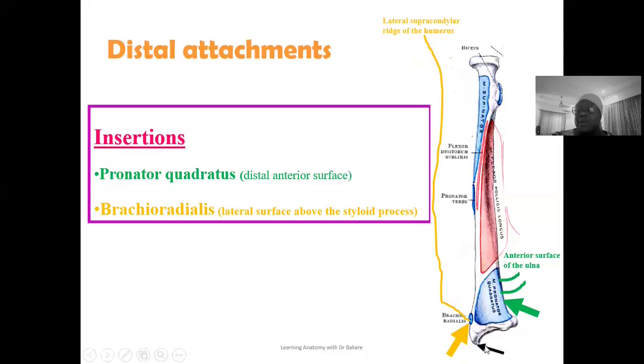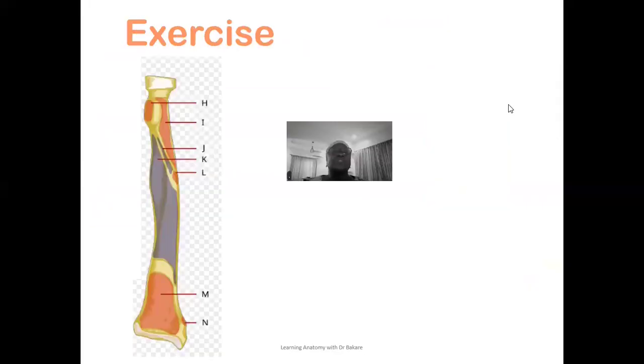Don't forget, this is where we have the styloid process, which is an extension that is seen around the posterior lateral surface of the inferior region of the radius. Above this projection that is referred to as the styloid process is where we then have the insertion point for the brachioradialis. So now let's try and use this exercise to evaluate our understanding of this lecture.